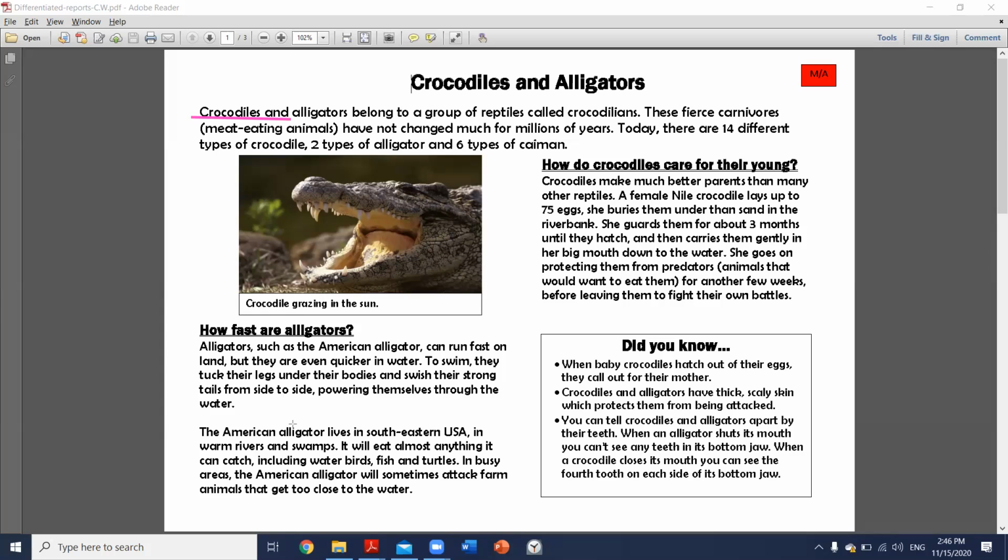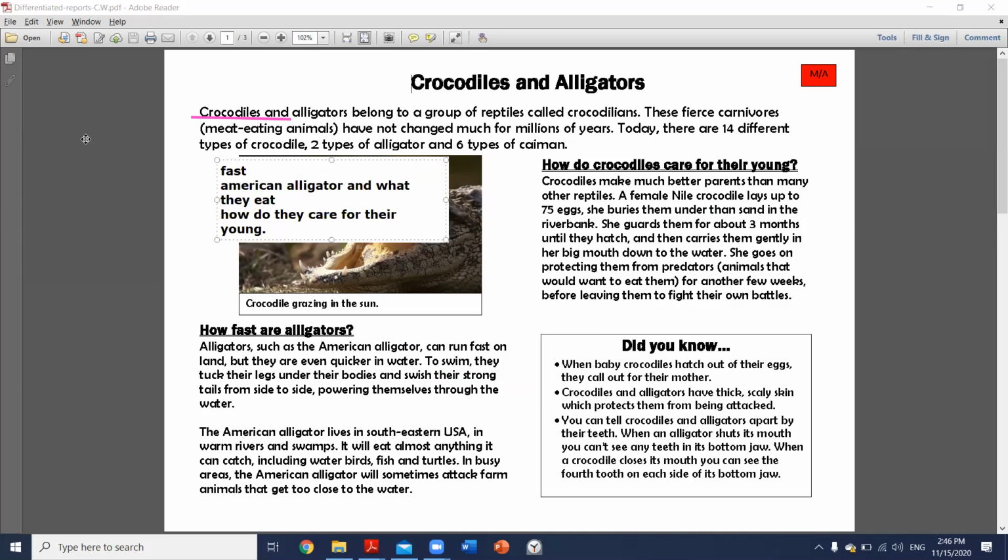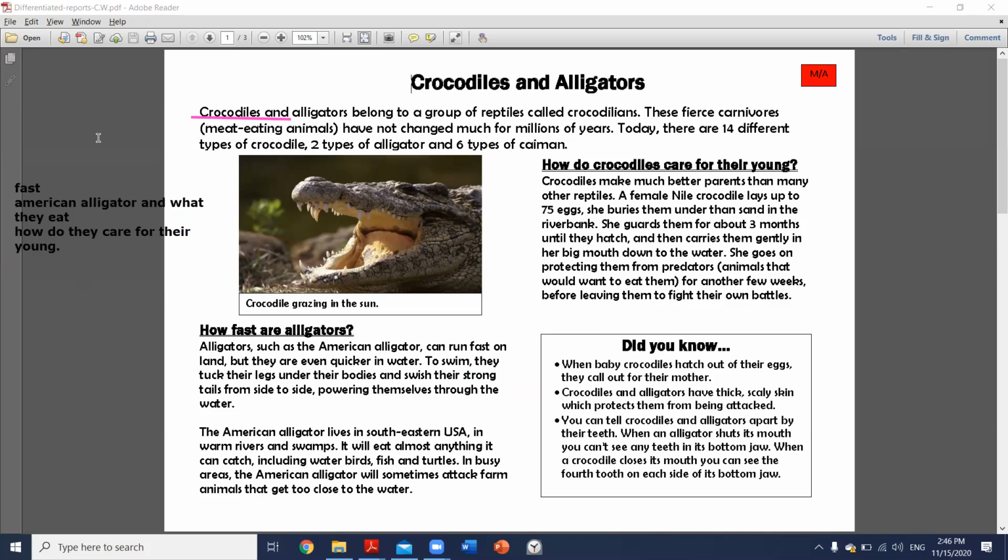You can just see what the three paragraphs talk about. For example, this paragraph talks about how fast they are. The second paragraph talks about the American alligator and what they eat, for example. And the third one talks about how they care for their young. So you can just make up a concluding statement about these three subheadings. So you can say alligators are very fast reptiles. They can swim really fast.